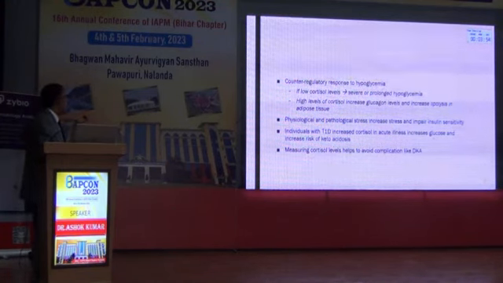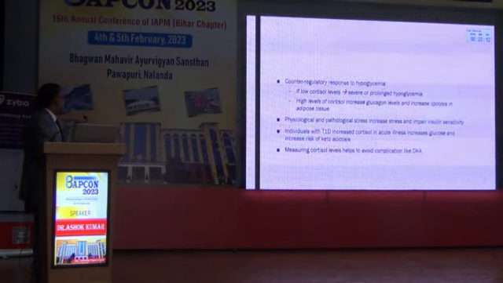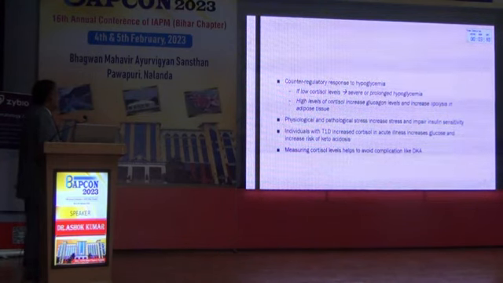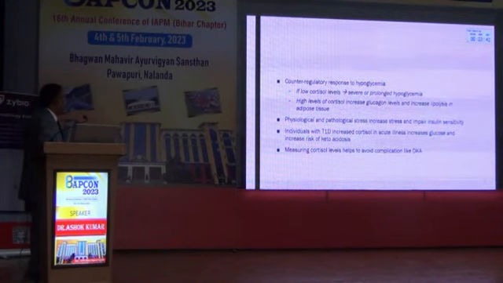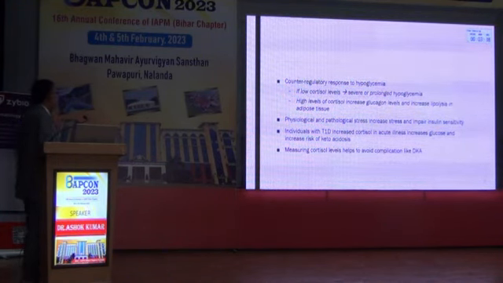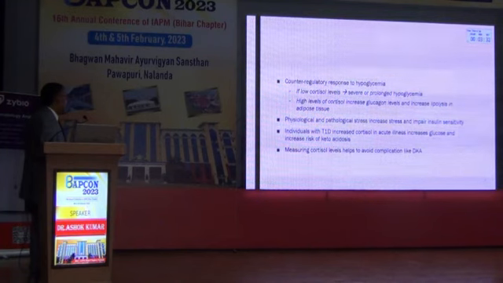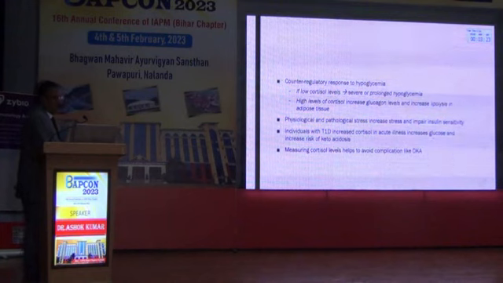In the counter-regulatory response to hypoglycemia, low cortisol level causes severe and prolonged hypoglycemia, while high levels of cortisol cause increased glucose level, increased lipolysis and fat deposition. Physiological and pathological stress increases cortisol and impairs insulin sensitivity. In individuals with type 1 diabetes, increased cortisol during illness increases glucose and the risk of ketoacidosis. Measuring the cortisol level helps to avoid complications like diabetic ketoacidosis.